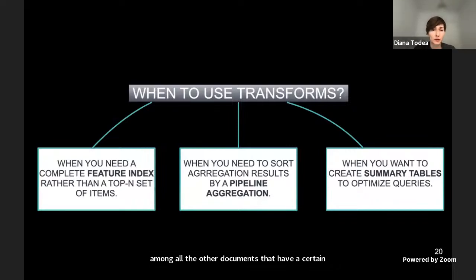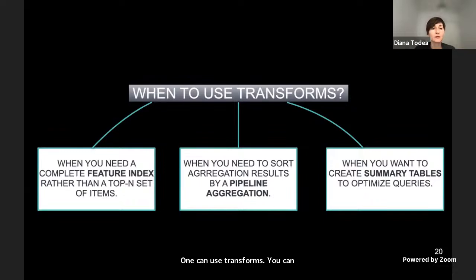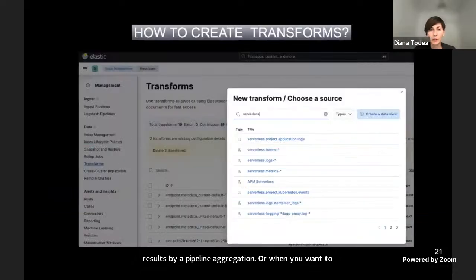When can you use transforms? You can use them when you need a complete feature index, rather than a top-n set of items. You can use them when you need to sort aggregation results by a pipeline aggregation, or when you want to create summary tables to optimize queries. Right now, we will take a look, step by step, at how we can create such transforms in the user interface.